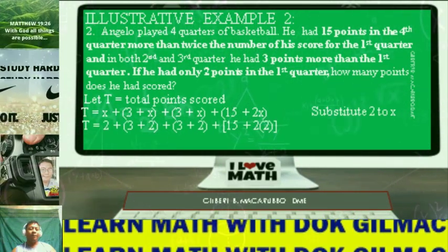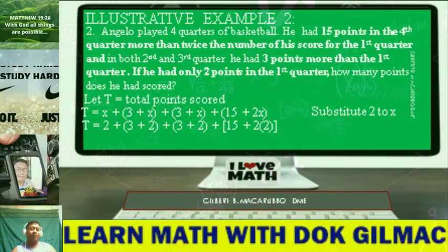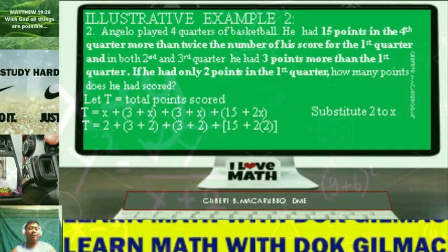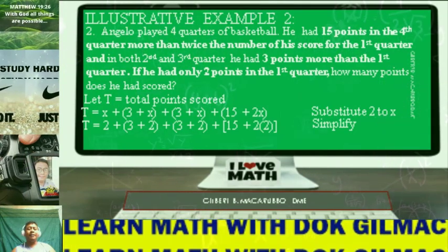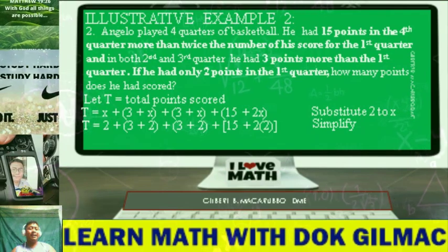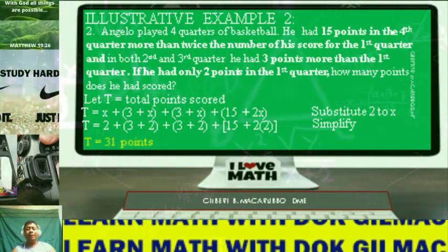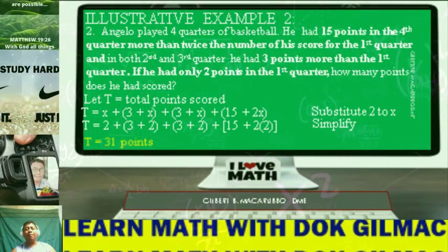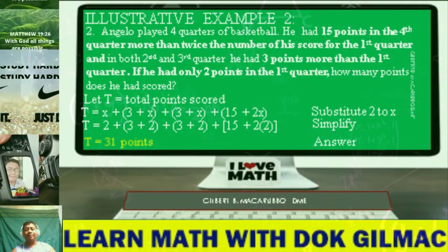So from here we have 2 plus quantity 3 plus 2 plus quantity 3 plus 2 plus the quantity 15 plus 2 times 2. Let's simplify. This is just equal to 2 plus 5 plus 5 plus 19. So, therefore, the total number of points Angelo scored is 31 points. This is simply our final answer.